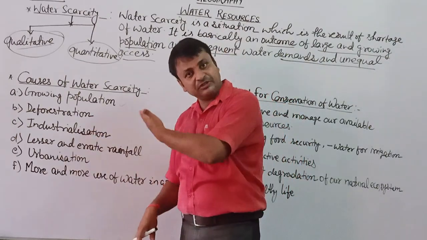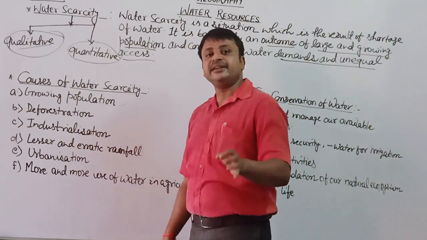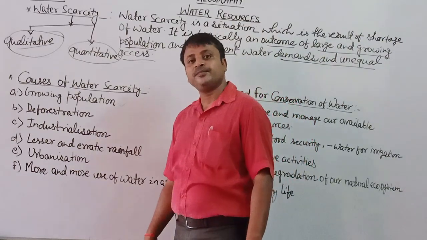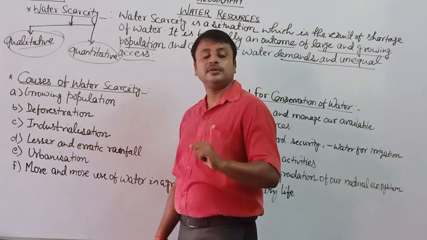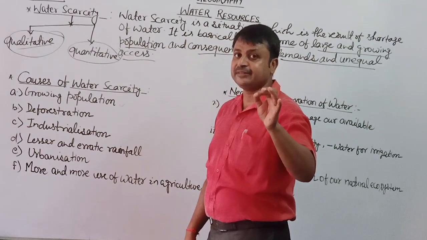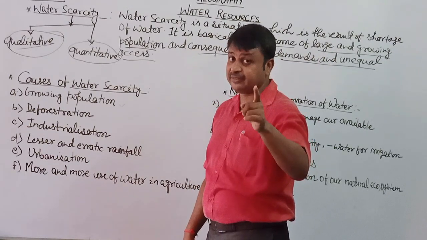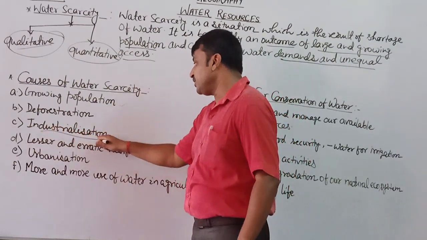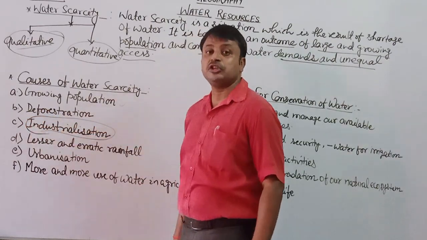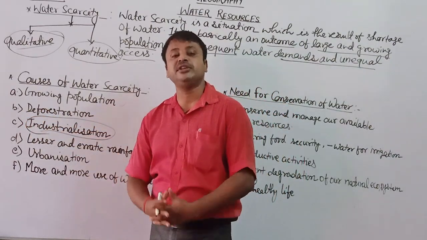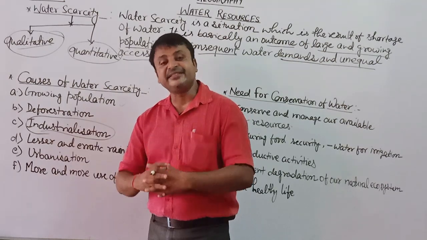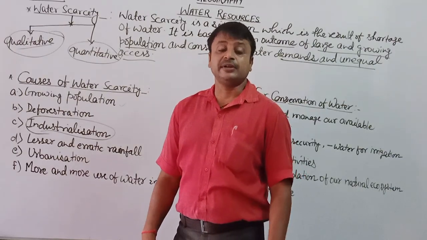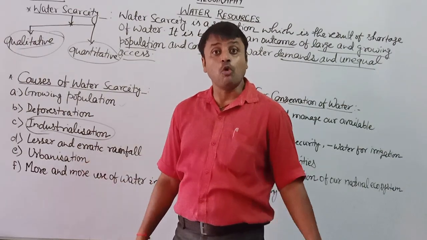Next, deforestation, a natural resource. You know that there is a direct relation between forest cover and rainfall. Less availability of forest means less rain, which means availability of water becomes less and less. Next, industrialization. Industrialization itself requires a huge volume of water for production activities. Once the MNCs, multinational companies, have established their units, they are equipped with huge machines, and they need more and more water.